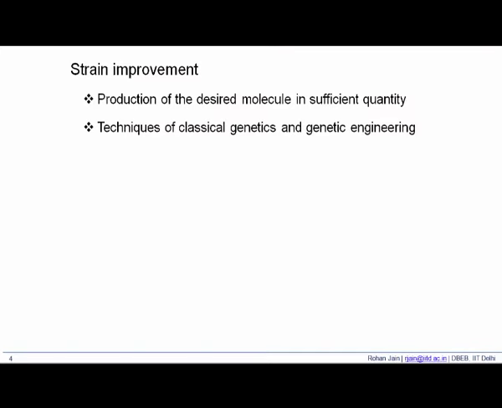Next part is strain improvement. Why is strain improvement important? As I said earlier, it can happen that we have a strain that is good, it is producing, but it is not good enough. Basically, it is producing, but not in sufficient quantity. Or it is producing intracellularly, or the product quality is not good.